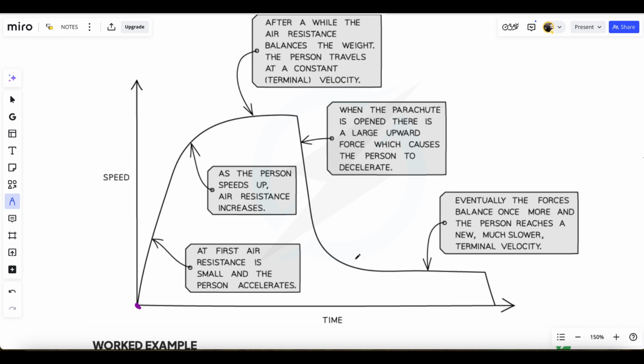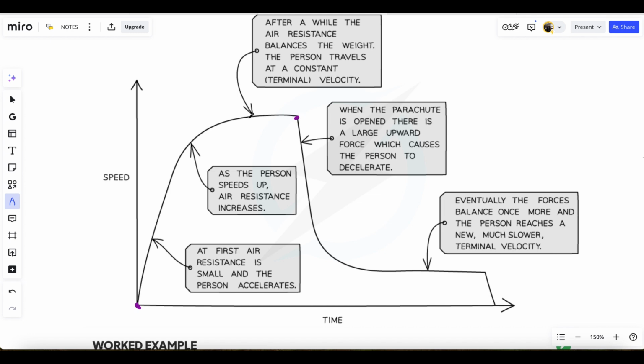You know, this is a speed time graph, and here you have something like a constant speed. After a while, the air resistance balances the weight. So when the air resistance balances the weight, the person travels with a constant speed. Now this constant speed or constant velocity is called the terminal velocity. This terminal velocity for a while, then you open your parachute at this point.